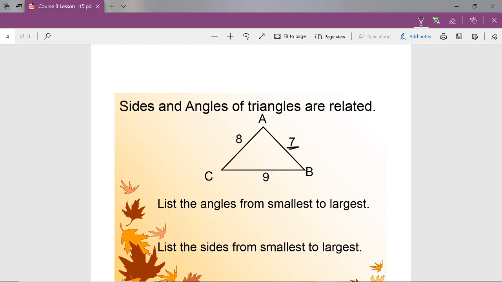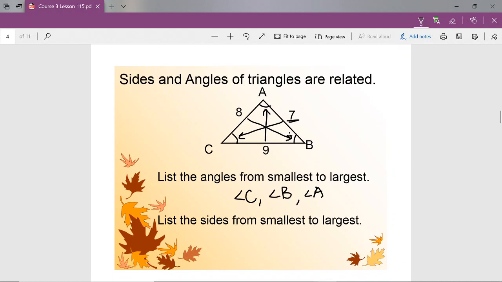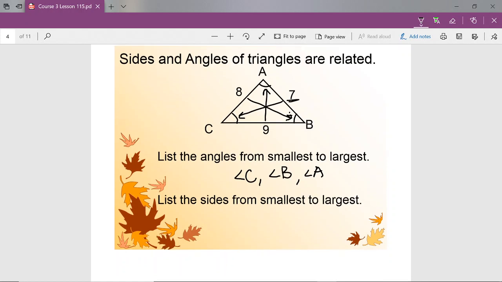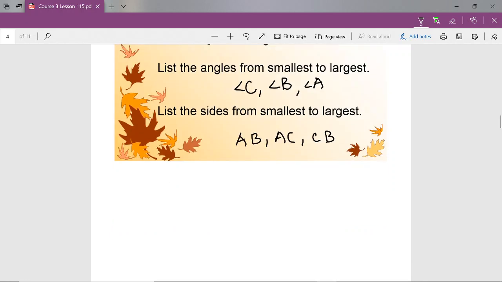So if I see the smallest side of 7, then that side is across from the smallest angle. So angle C is my smallest, and then 8 is across from this B angle, so angle B is next. 9 is across from angle A, so angle A must be my greatest. I don't know what the angle measurements are, but I can assume smallest to largest. And then we can also talk about those sides. So AB is the smallest, AC is the middle, and CB is the largest.